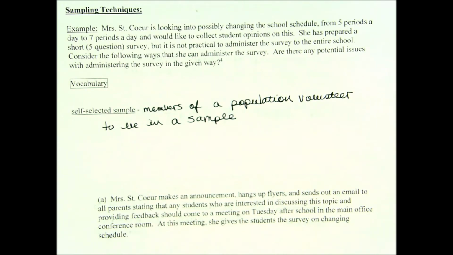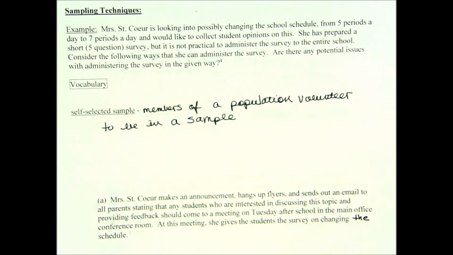So, for one way for Mrs. St. Kerr to collect a self-selected sample, she could make an announcement about this possible schedule change. She could hang up flyers, and she could send out an email to all the parents stating that any students interested in discussing the topic and providing feedback should go to a meeting Tuesday after school in the main office. At the meeting, she gives the students the survey on changing the schedule.